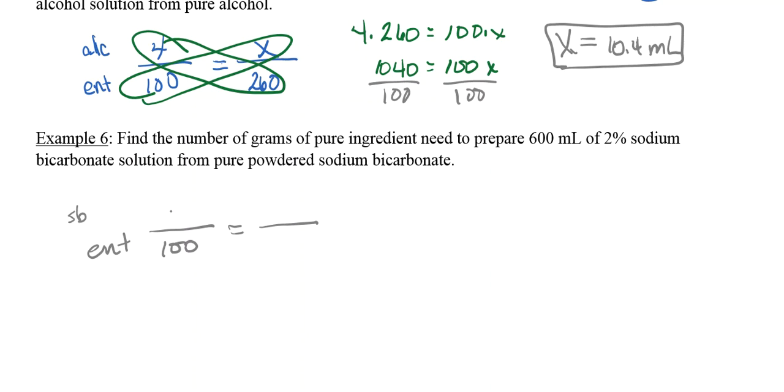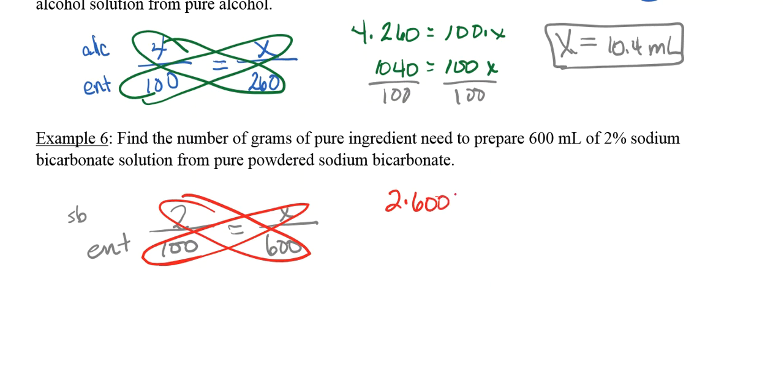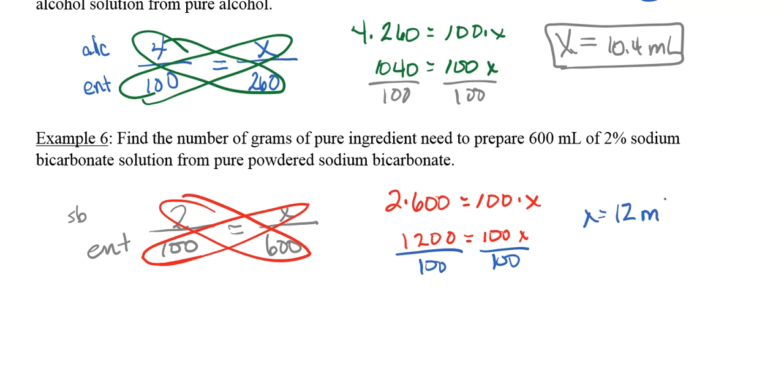We need 2% sodium bicarbonate, and we have 600 milliliters total. And we're going to find out the amount of the pure sodium bicarbonate. So I'm going to cross multiply. 2 times 600 is 100 times x. 1200 equals 100x. Divide by 100. And so we will need 12 milliliters of the pure sodium bicarbonate in order to end up with a 2% solution.